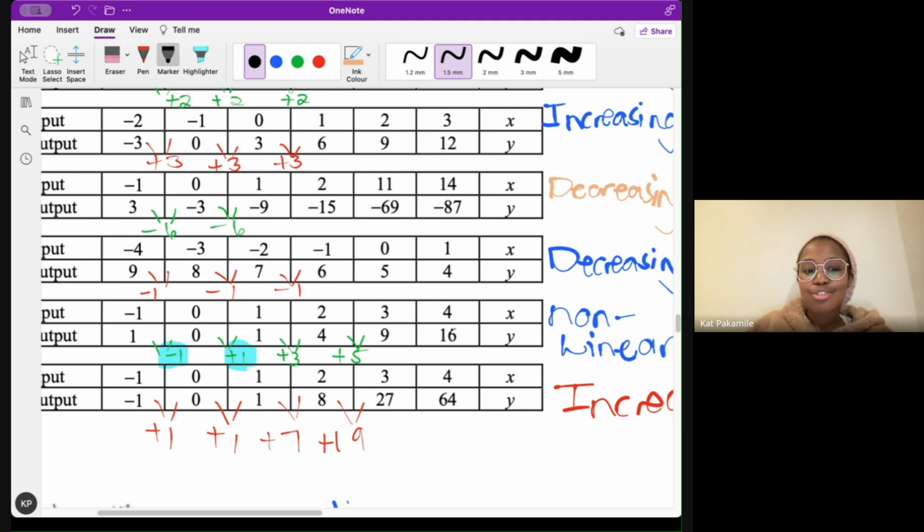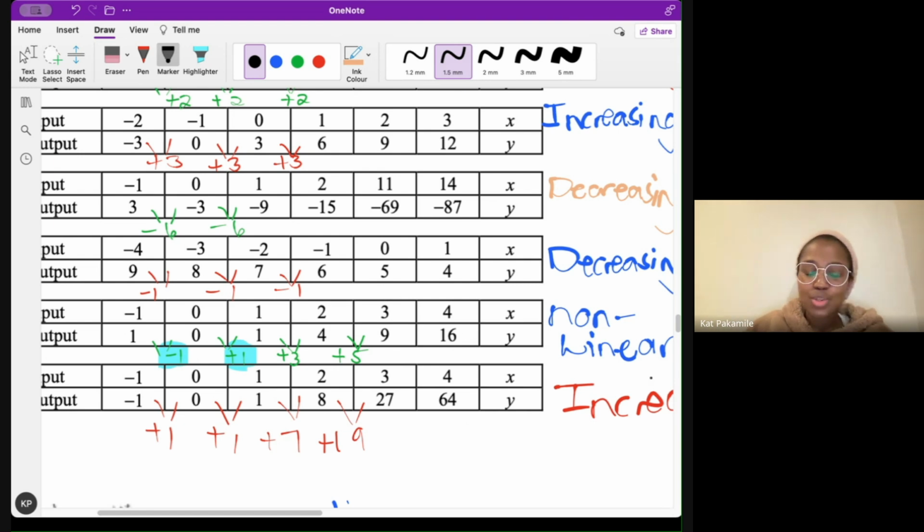Something should be standing out to you. What are these numbers at the bottom? 1, 0, 4, 9, 16. Do those look familiar? Anyone? We're not seeing it. They're square numbers. They're square. So will I ever have a negative output?